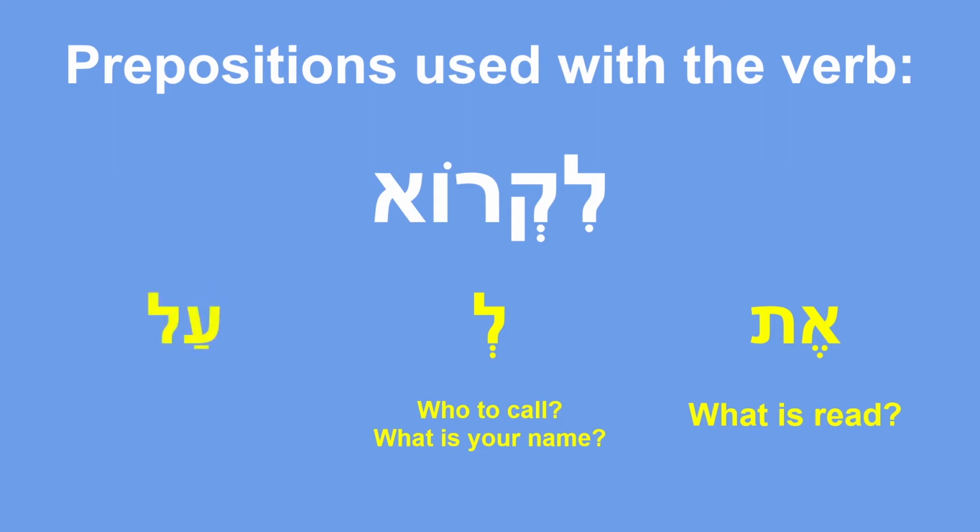And also we will use the verb likro together with the preposition al. Al represents the about in Hebrew. So to read about what and to read about who. For example, אני קורא ספר על George Bush. I'm reading a book about George Bush.